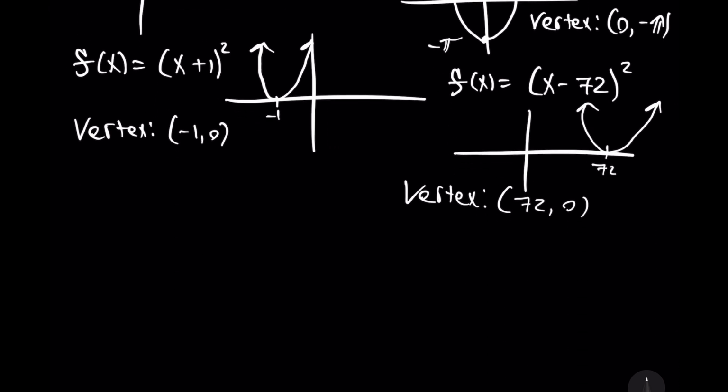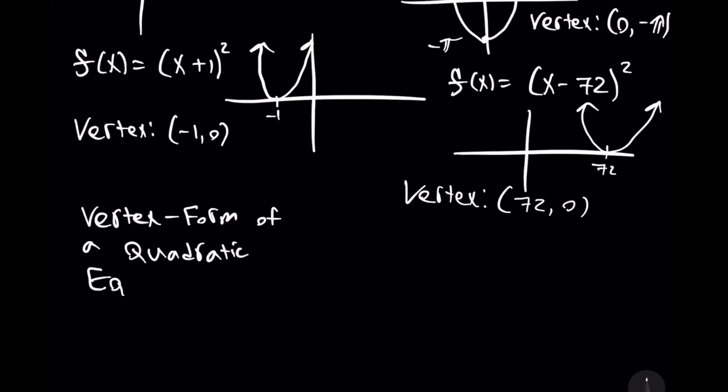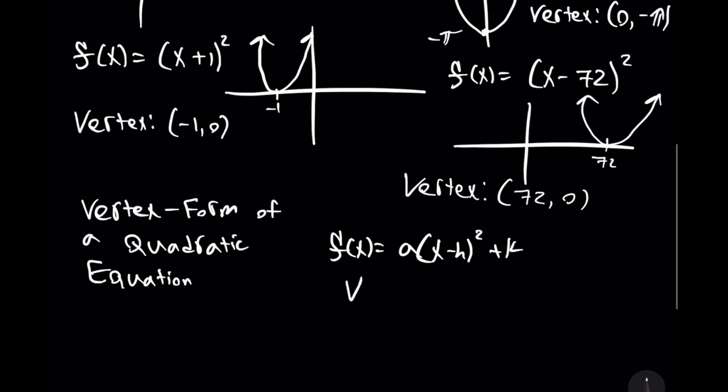Now, in an introductory or intermediate algebra course, we also learned that the vertex form of a quadratic equation is as follows. So we get f of x is equal to a times x minus h quantity squared plus k, where the vertex is at h comma k.